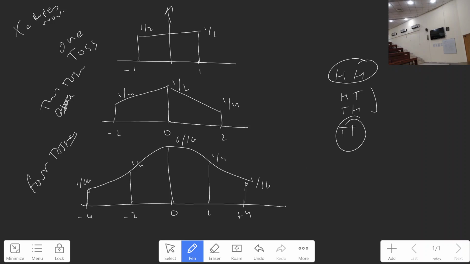ये तो almost अभी से बेल बनता जा रहा है. अब 16 टॉसेस पे क्या होगा? 50 टॉसेस पे बिल्कुल बेल शेप बन जाएगा. Right? It will actually come here. And this is the central limit theorem in action.